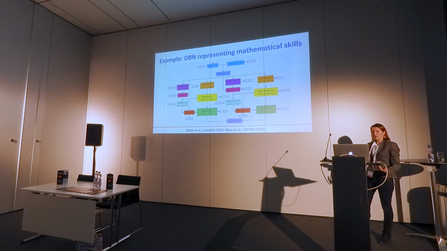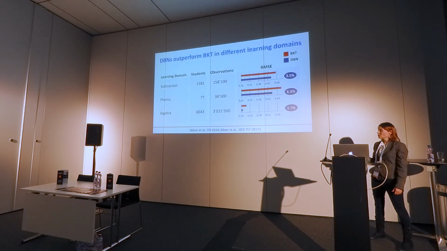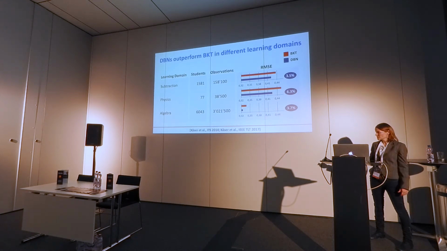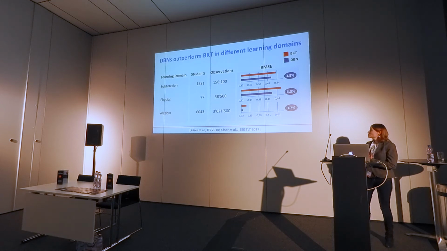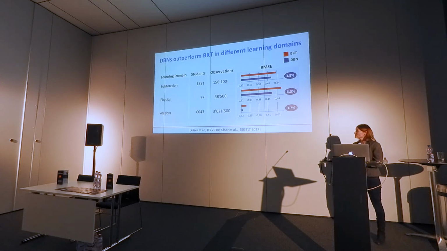And here I just talk about predictive performance. So we took the two approaches and compared them on 3 different data sets. So the prediction error here is the root mean squared error. The subtraction data set is our own data set from our own software. The algebra data set comes from the cognitive tutor that you have seen before. And the physics data set comes from another tutor in the US, the Andes physics tutor. And as you can see, the dynamic Bayesian network outperforms this Bayesian knowledge tracing approach, and although the differences are small, they are all significant.